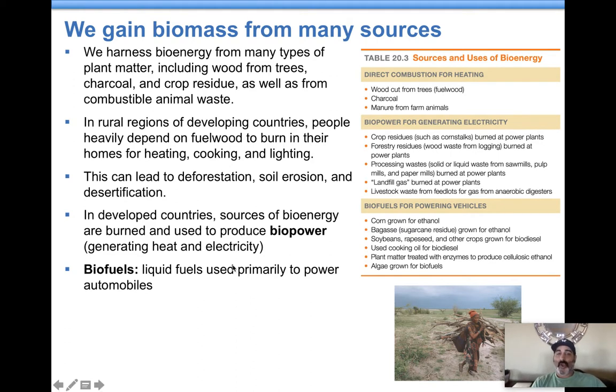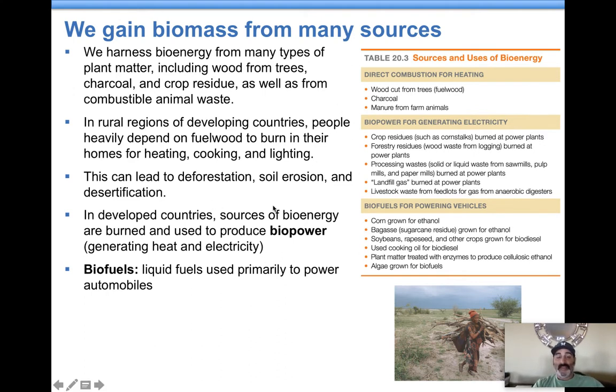This is commonly used in rural regions and developing countries, places where there's a lot of farming and less development. People are generally trying to heat their homes, cook, and light their houses. The primary uses of energy, in case you don't know, are heating, which could come in the form of cooking or heating your house, electricity production, and transportation in our vehicles.